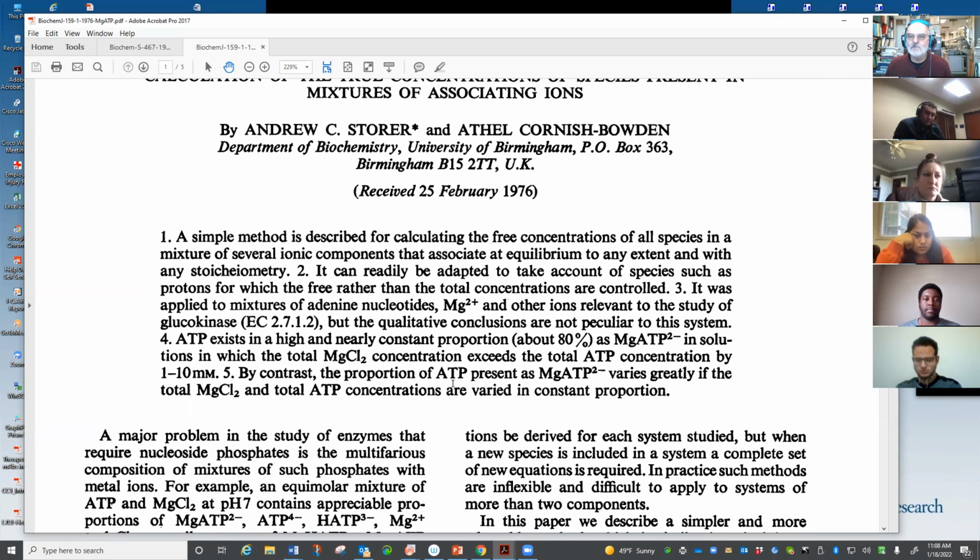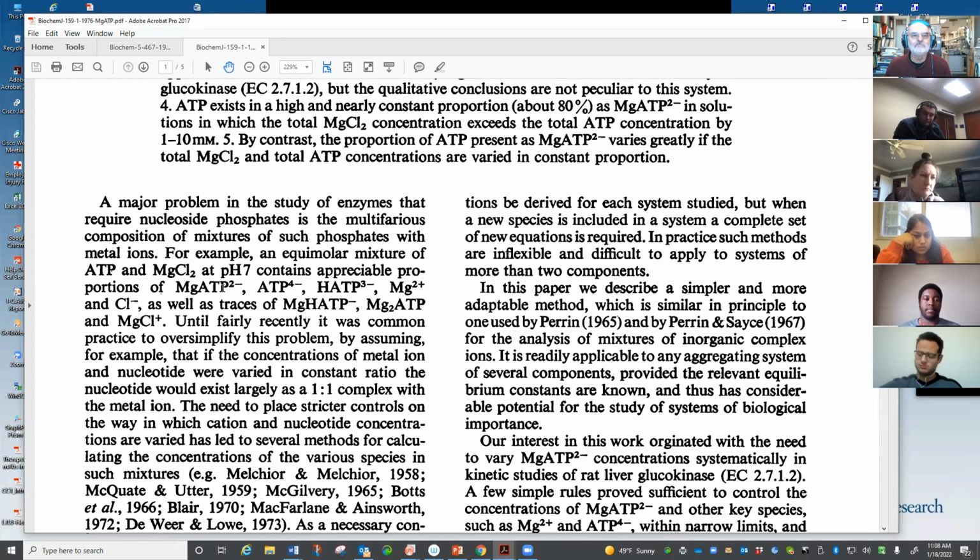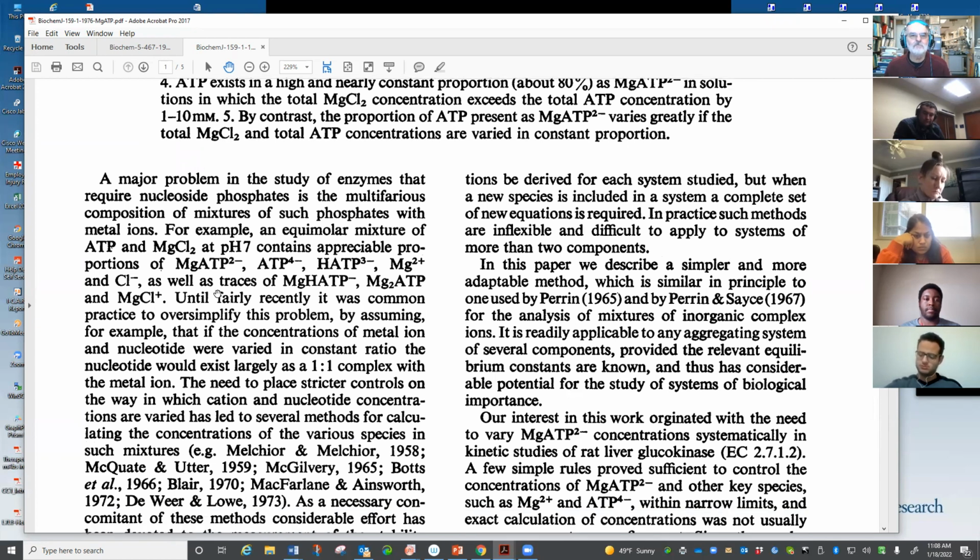Okay, and so the abstract here is a summary of their conclusions. And the summary of their conclusions basically has to do with the full analysis of what we're about to go into. Okay, and so if you make up a solution with an equimolar mixture of ATP and magnesium chloride at pH 7, you will have a mixture of magnesium ATP -2. You'll have some ATP -4 with no magnesium. You'll have some singly protonated. You'll have some free magnesium and free chloride.